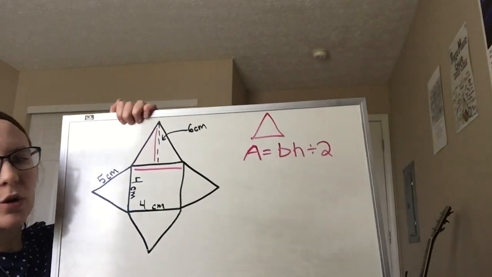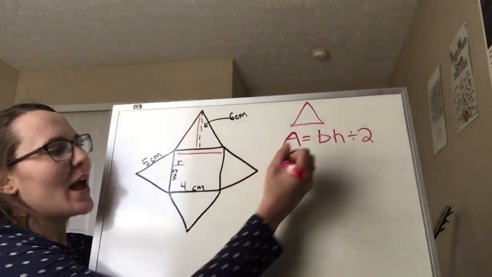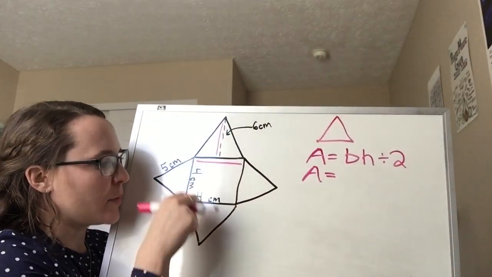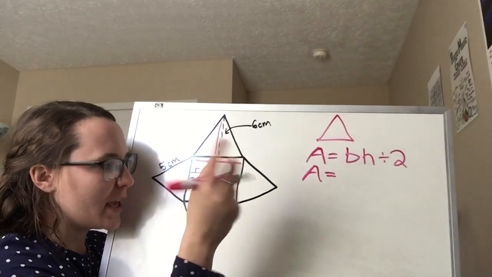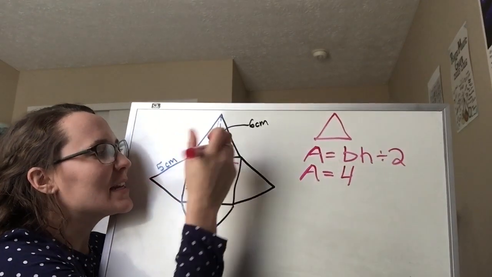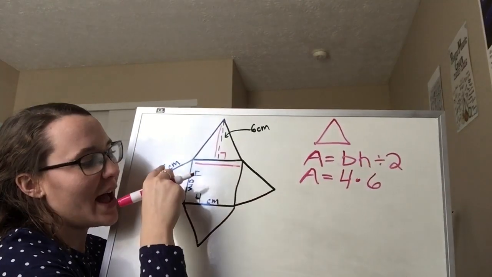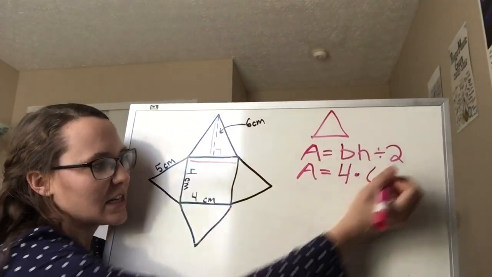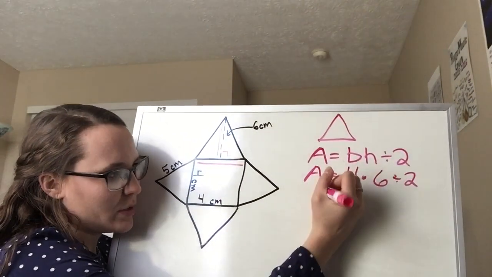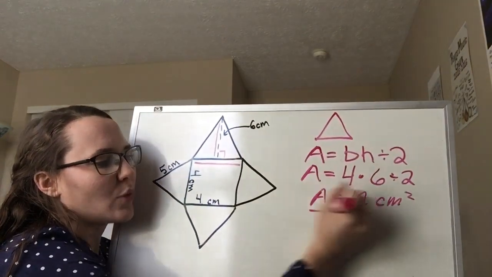So I wrote the area formula down for the triangle. A equals base times height divided by 2. So now let's plug in some numbers. A equals base of 4, because both of these side lengths are 4. Doesn't matter which one we're picking, but base of 4. Now what is the height? The height and the base make a 90-degree angle with each other. So that would make 6 the height, not 5. 5's the side length, 6 is the height, divided by 2. Well, 4 times 6 is 24. 24 divided by 2 is 12. So that means that our area is 12 centimeters squared for the triangle.